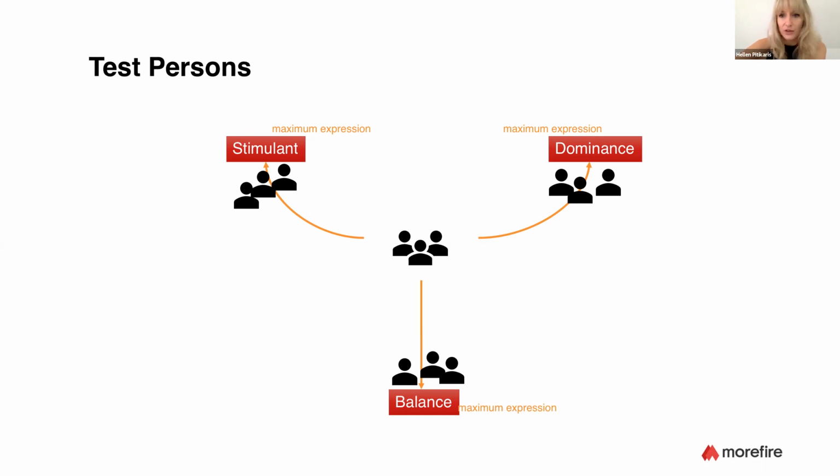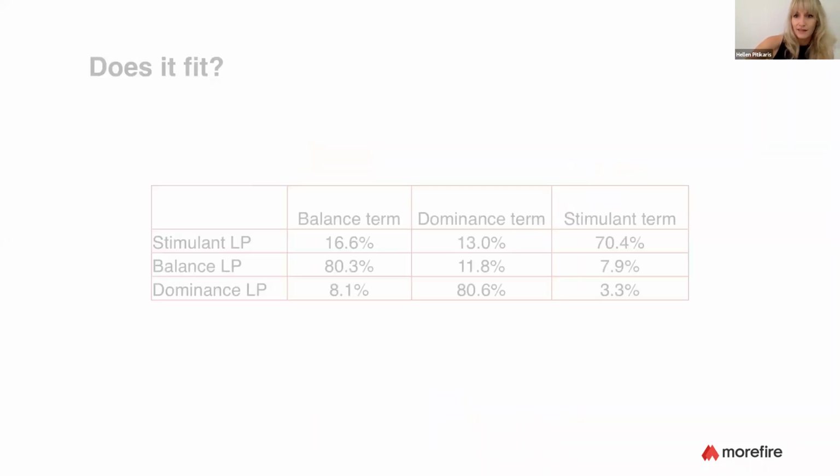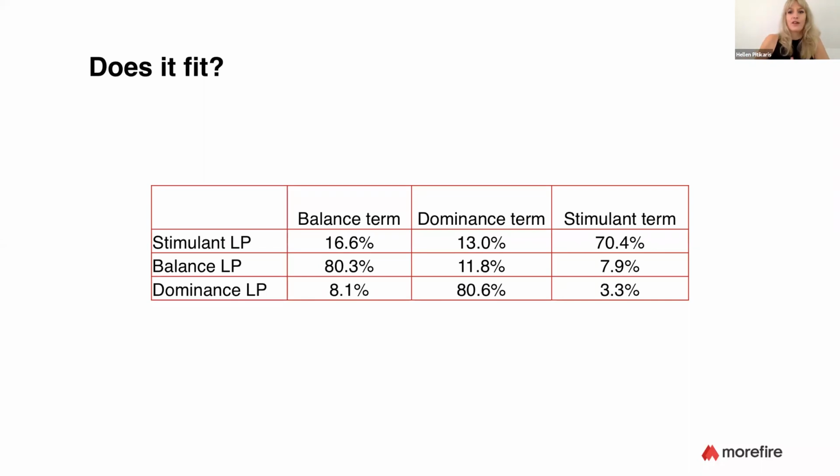To find out about that, we transcribed all the interviews and did a qualitative content analysis and looked at which expressions the test persons used to describe the individual landing pages. So which terms they use to describe what they see. And these are the results. Here we can see the percentage of all emotional terms that have been used by all test persons while looking at the different landing page versions. And does it fit? Yes, it does.